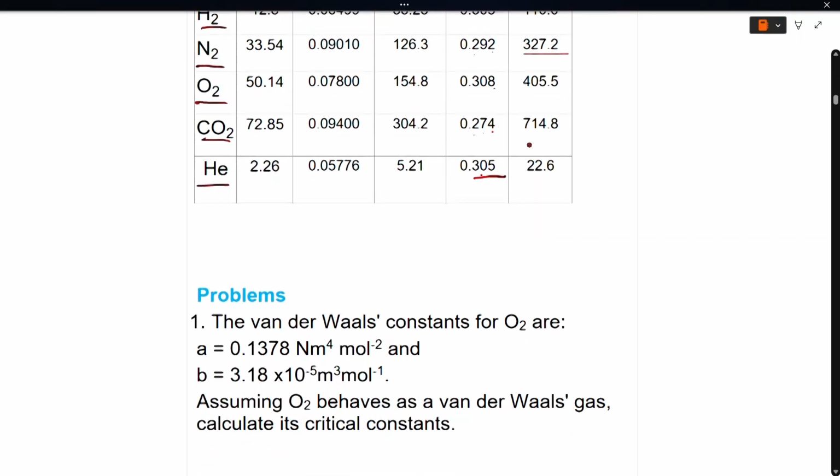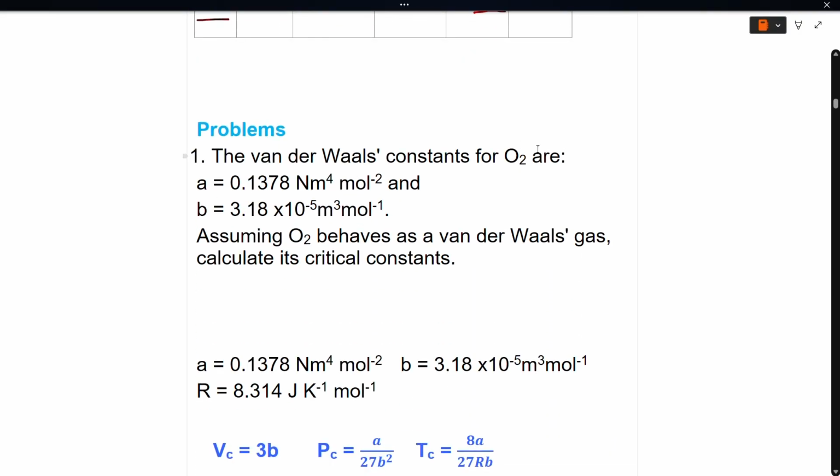Next, we will move on to some of the problems. The van der Waals constants for oxygen are a equals 0.1378 newton meter to the power 4 mole to the power minus 2, and the value of b is equal to 3.18 into 10 to the power minus 5 meter cube mole inverse.